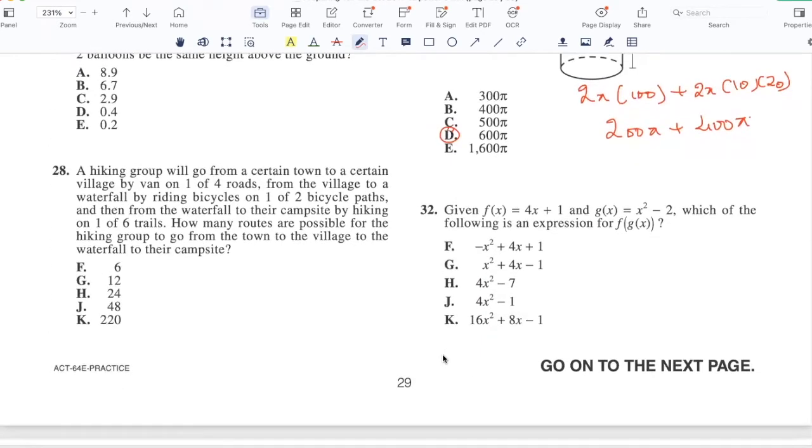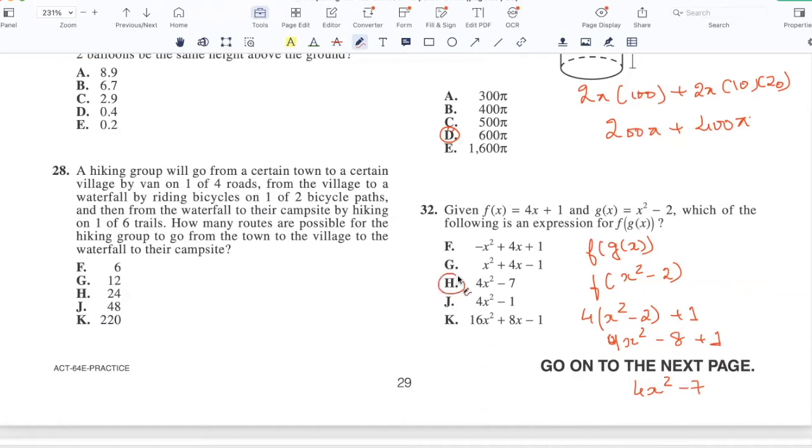Given f(x) is 4x plus 1 and g(x) is x squared minus 2, which of the following is an expression for f of g(x)? So for f of g(x), I would write f of x squared minus 2. And then whatever is the subject for f, I'll multiply that with 4 and add 1. So it would be 4 times x squared minus 2, plus 1. So 4x squared minus 8 plus 1. So 4x squared minus 7. So option H.